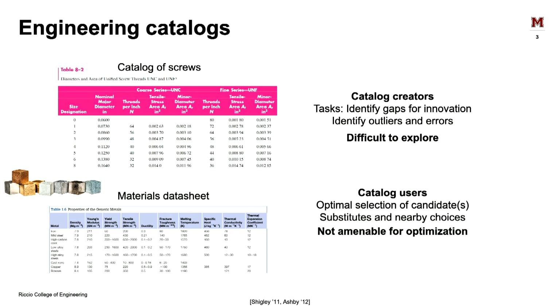And when it comes to users of these catalogs, the design engineers who are designing systems, they need to optimally select from these and use it. For example, you want to select the best material. Or if you want to replace the material with some other material, you need to look at substitutes. And this tabular format is not really amenable for continuous optimization.